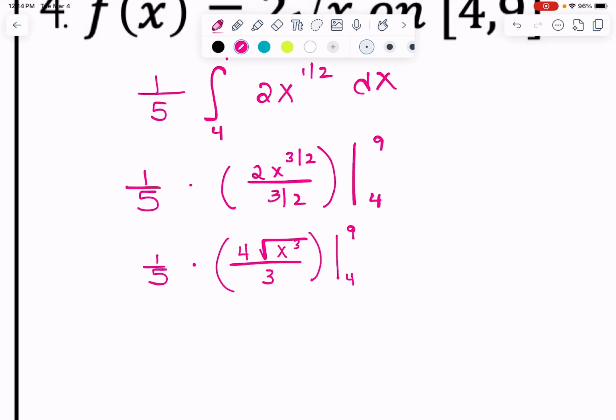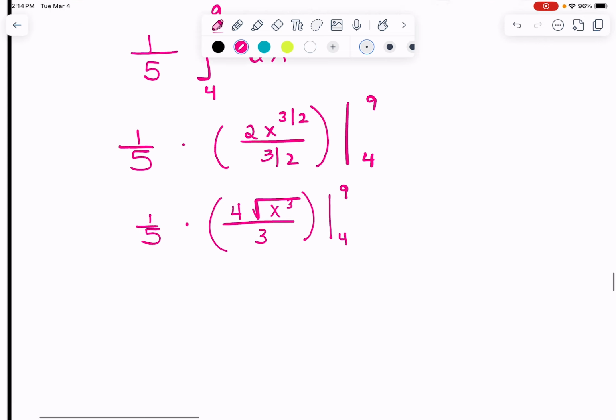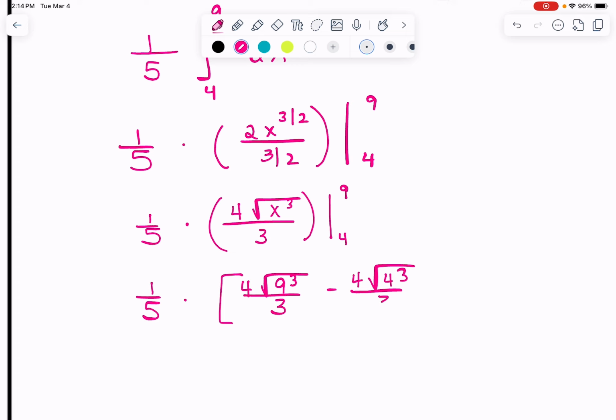So to clean that up, what I did was I multiplied by the reciprocal, so multiplied by 2/3. And I also took that rational exponent and put it back in a radical format. So x to the 3/2 is the same thing as the square root of x cubed. All right, we will now plug in our bounds. And we're going to evaluate this.